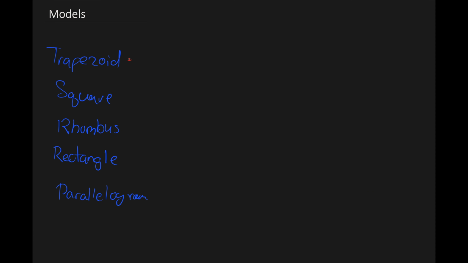So trapezoid. This is how a trapezoid would look. Special features. It has one pair of parallel sides, and one pair that is not. So that's one distinguishing feature. So this could be a trapezoid, because only one pair of parallel sides. So that's a distinguishing feature of a trapezoid.